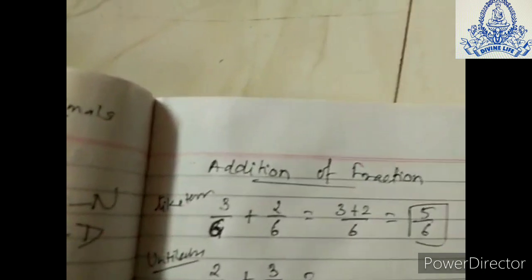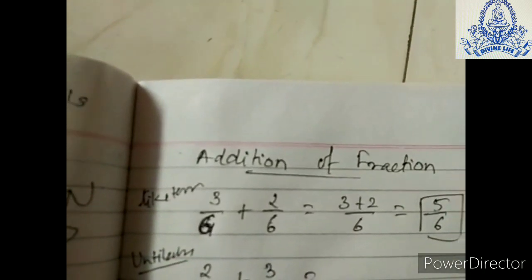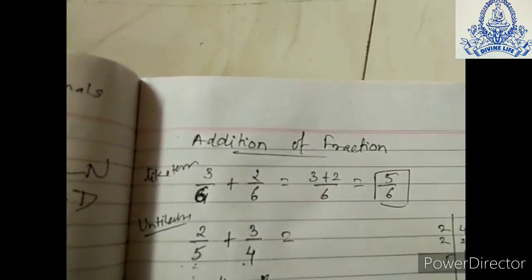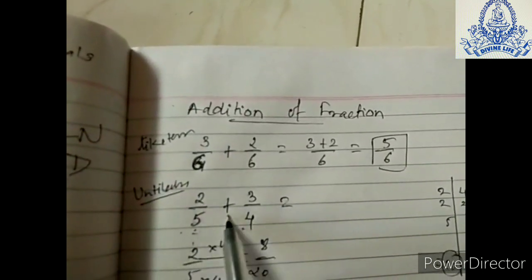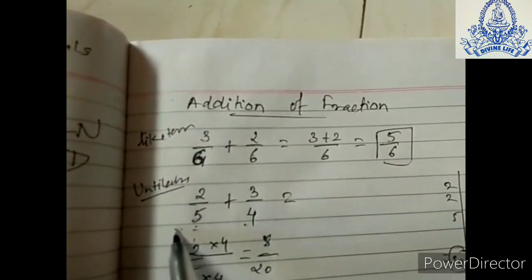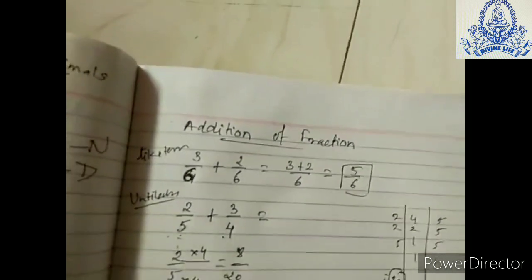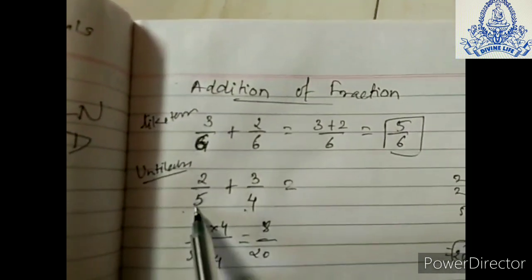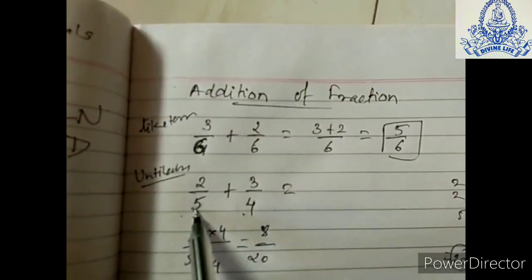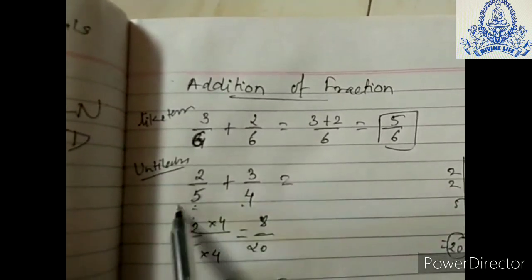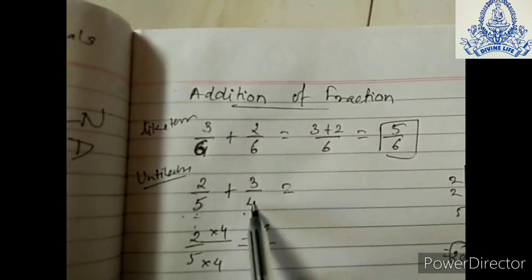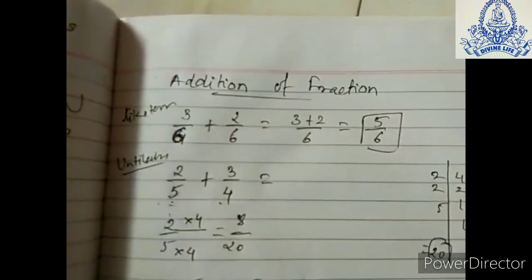Same way, if we are getting unlike fractions, suppose we take 2 upon 5 plus 3 upon 4, here there are unlike numerators and denominators. So how can you solve this? For this kind of sum, the denominators should always be made equal. So for that, you have to take an LCM, that is, the LCM of 5 and 4 we will take.